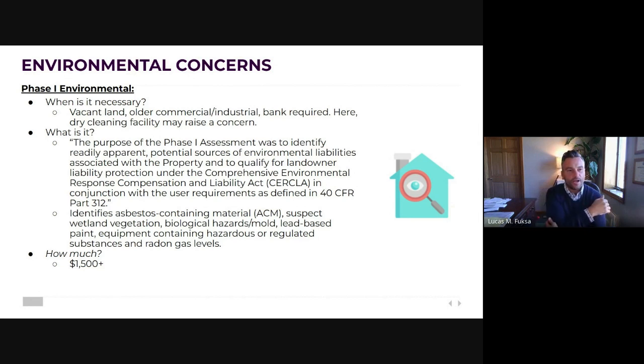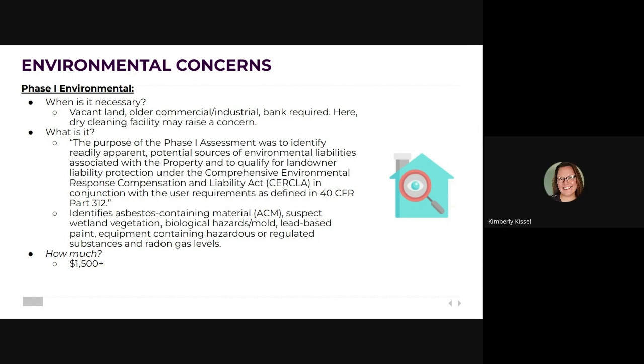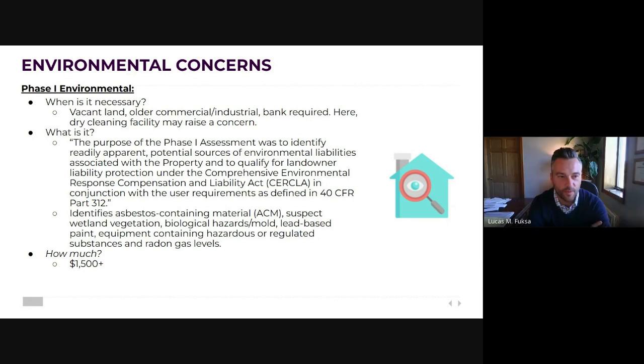Environmental concerns. Obviously, if you're representing a commercial client in purchasing a property, the environmental concerns almost always come up. So here, when is it necessary?